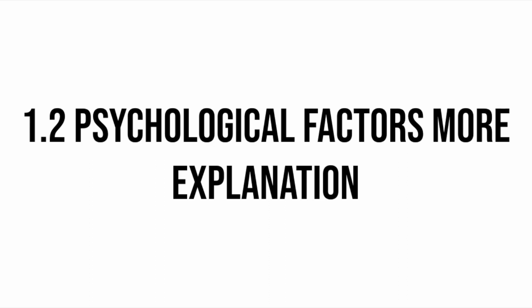1.2 Psychological Factors, More Explanation. 1. Cognitive Ergonomics Explanation. Cognitive ergonomics focuses on mental processes like perception, memory, reasoning, and motor response as they influence how humans interact with other elements in a system. The goal is to optimize these interactions to improve efficiency, safety, and comfort.